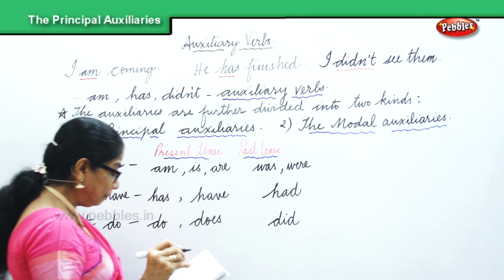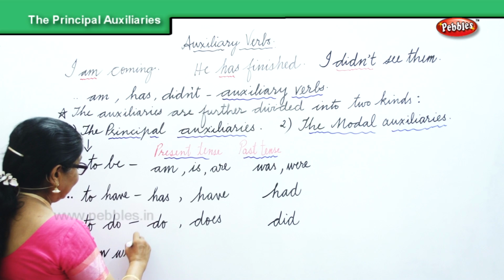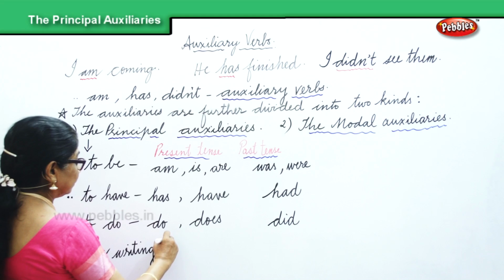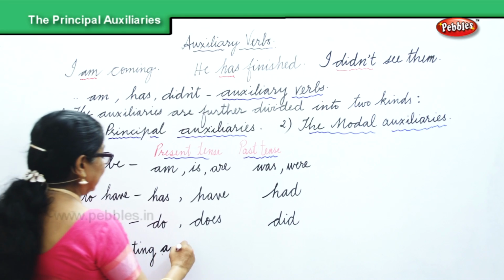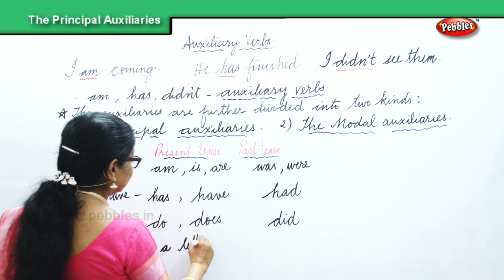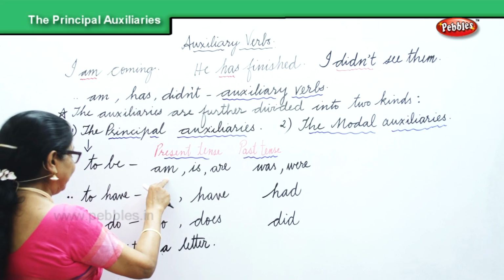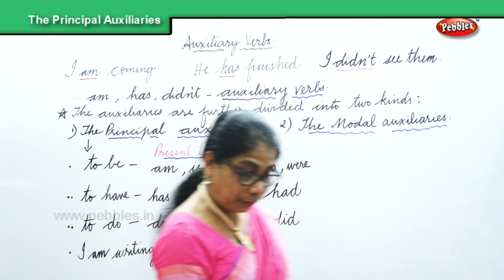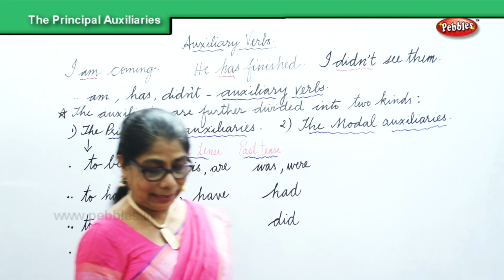I am writing. I am writing a letter. I'm writing a letter. We are talking about what verbs? To be verbs. And we are taking the first one. I am writing a letter. So we are looking at the to be verbs. I am writing a letter.